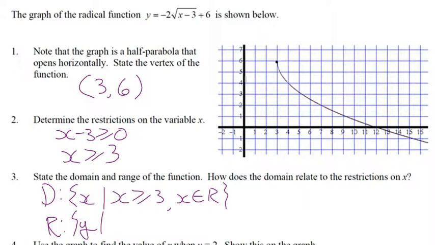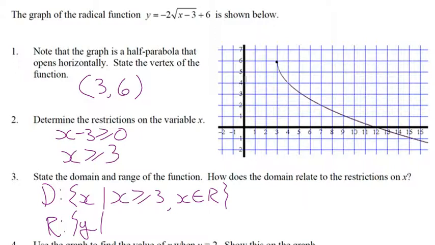So what can we say about the y values? Y is less than or equal to 6, because we're starting here, that's the vertex. From there, we're going down. As I get really, really big values here, it's half a parabola. So as I get really large values for x, the square root is going to become large as well. I mean, it's still smaller than the number, but it's still large. Multiplied by negative 2, it becomes negative, and then you add 6.